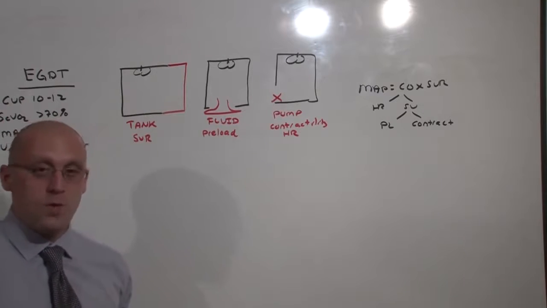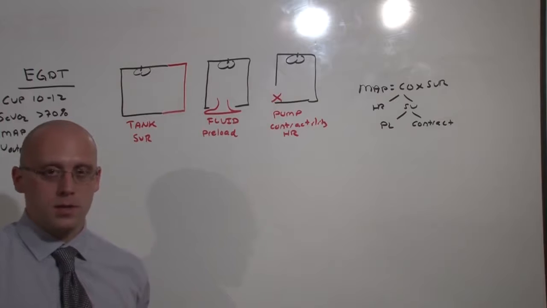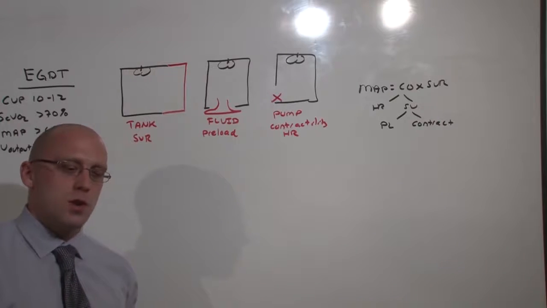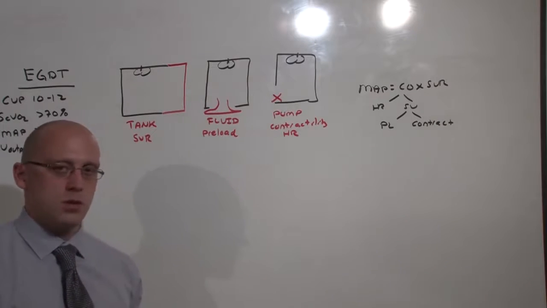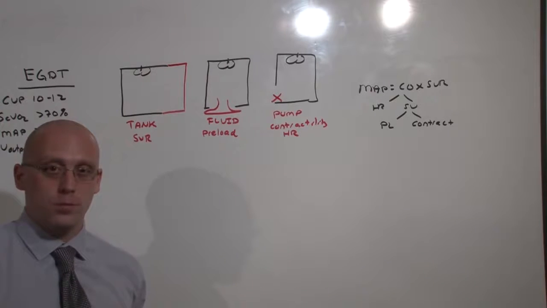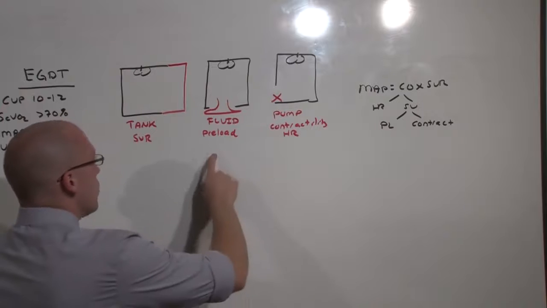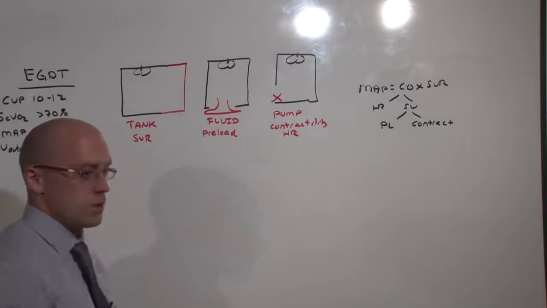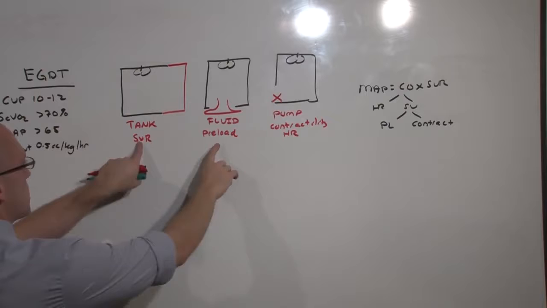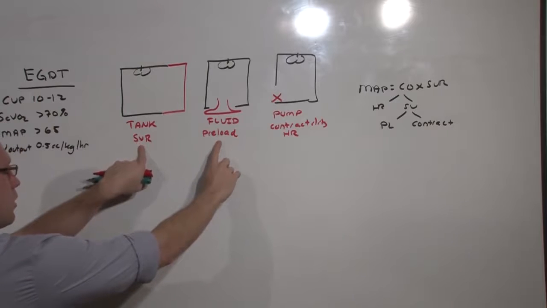How much fluid do you give and what type? We'll talk about that in a second. But the question is, after I've begun my resuscitation, have they been resuscitated enough? Do I give more fluid? You're going to generally do two things at once. You're generally going to try to fix the systemic vascular resistance and the preload.